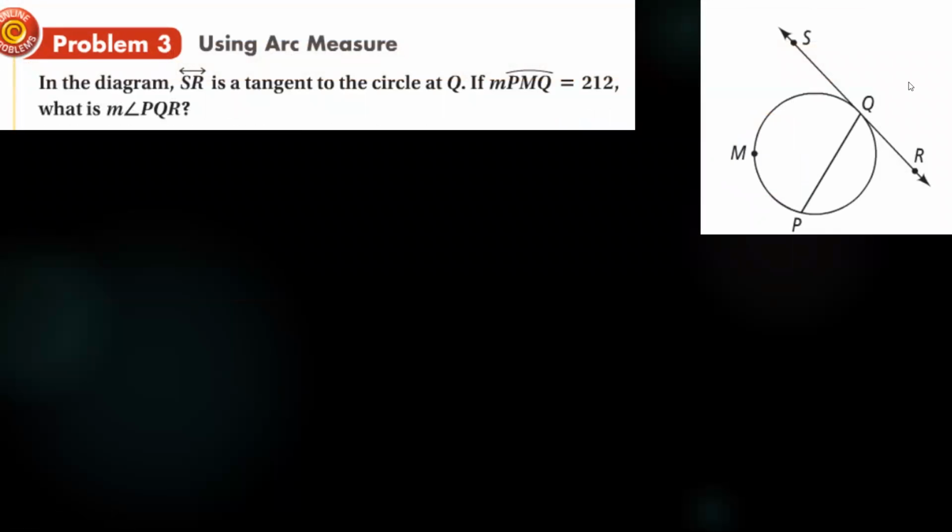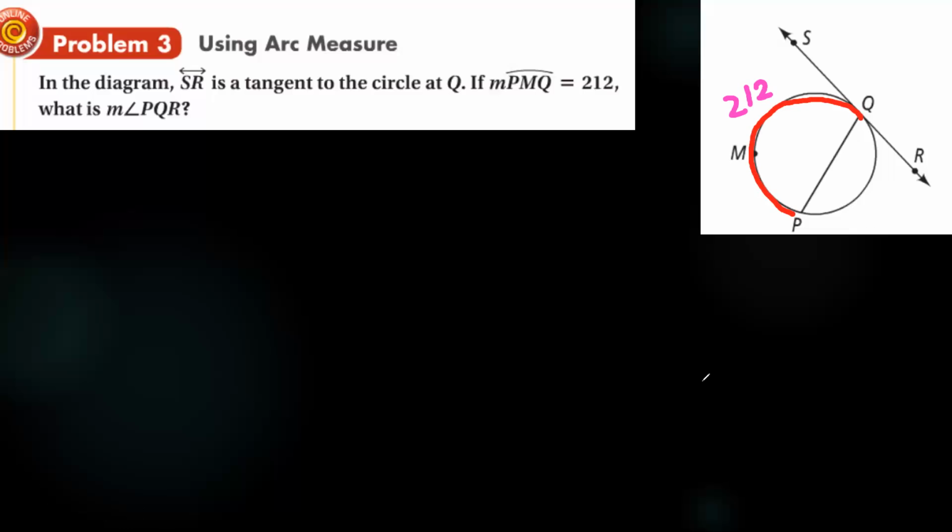In this diagram here, the ray SR is a tangent to the circle at point Q, and PQ is a chord. How do you know it's a chord? Because it doesn't pass through the center. So PQ is a chord, SR is a ray that is tangent to the circle at point Q. If the measure of the arc PMQ is 212.